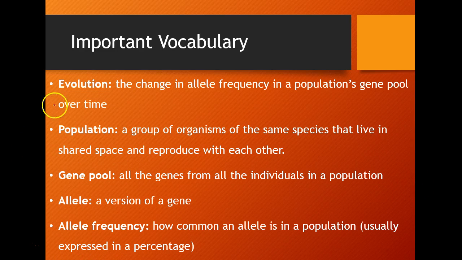Okay, so here's some important vocabulary. We have evolution, the change in allele frequency in a population's gene pool. We have population. Remember, it has 3 characteristics. It must be the same species that live in the same shared space and reproduce with one another. We have the gene pool, all the genes from all the individuals in a population. An allele is a version of a gene. And then we have allele frequency, how common an allele is in a population. That is usually expressed in a percentage.